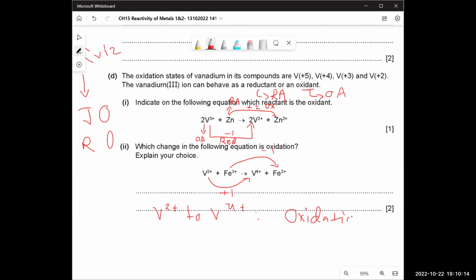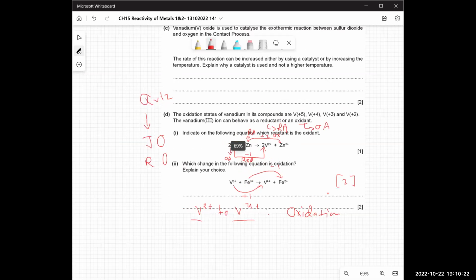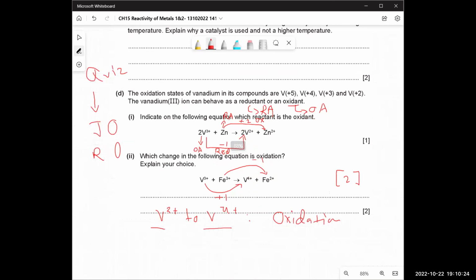2 marks done. That's it. So you get 2 marks. 1 mark for this part, 1 mark for this part. Done. Any questions? No. But we'll have to do a few displacement reactions.